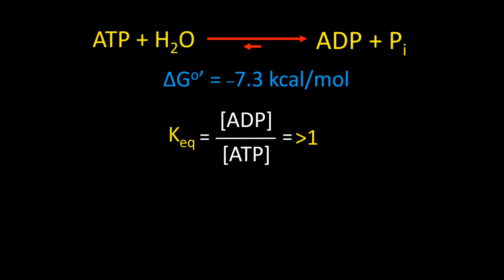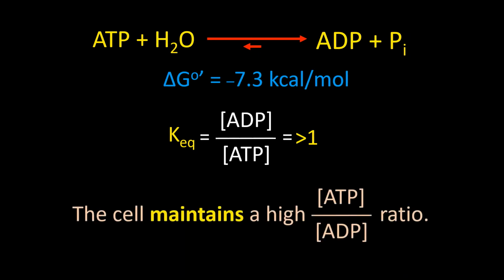Well, simple. If the equilibrium constant is when ADP is a lot higher in concentration than ATP, then the cell maintains a high ATP to ADP ratio. Meaning to say our cells are working overtime to produce more ATP than the ADP that it can produce as a result of the hydrolysis of ATP. Now that makes sense. And where does the cell get the energy to make more ATP? We already know it's from the food that we eat.